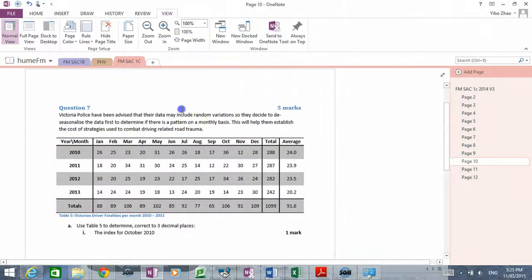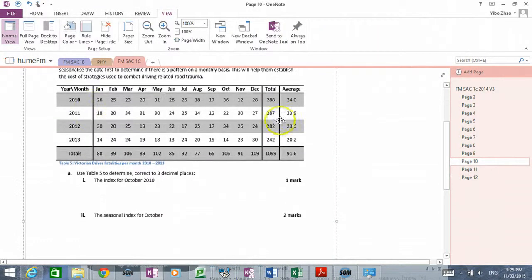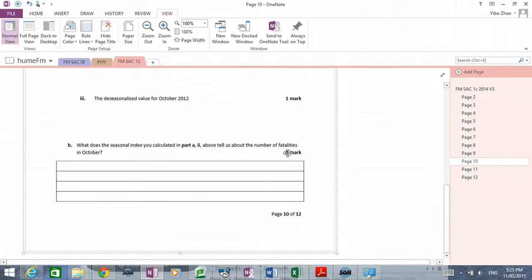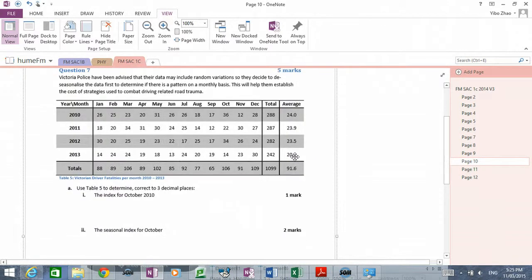Okay, for question 7, we have a set of data. We know this is going to be a time series question. So, question 1, we need to use the table to find, to 3 decimal places, the index for October 2010. Remember the formula of index. October 2010, I have 36. The average is 24. So the value divided by the average is going to be the index. So 36 divided by 24 is going to be the index, which is 1.5.